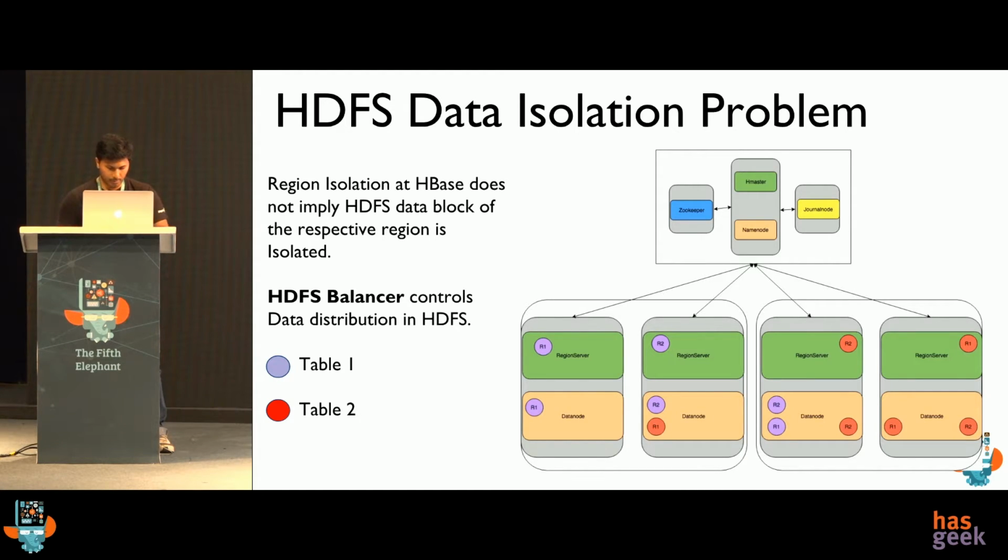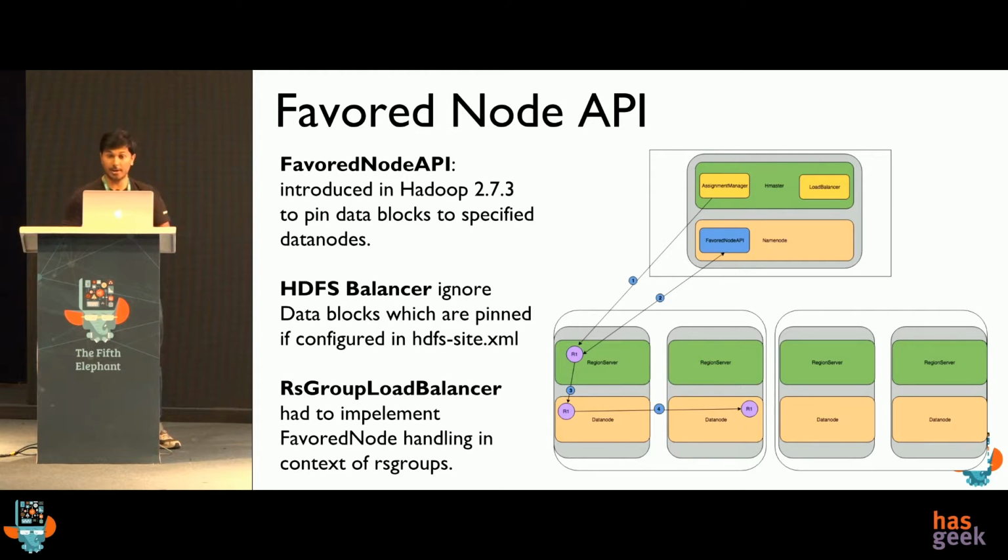And how did we go about fixing that? Well, thankfully, Hadoop 2.7.3 had already introduced or exposed an API called favored node balancing, right? So the concept of favored node balancing is simple.